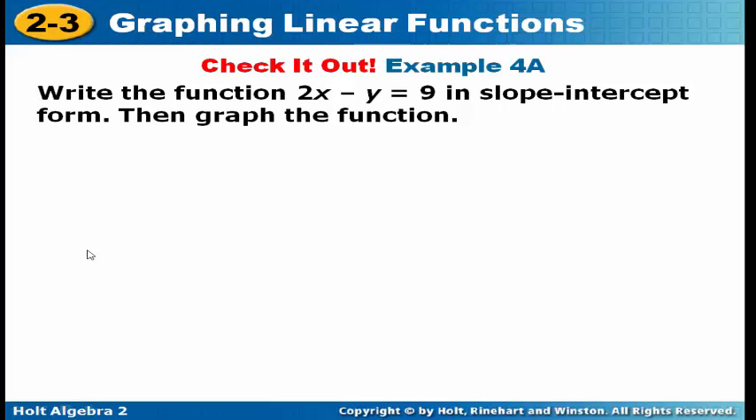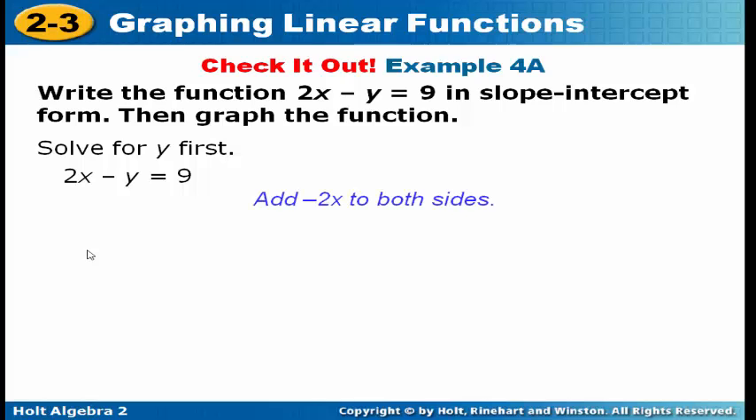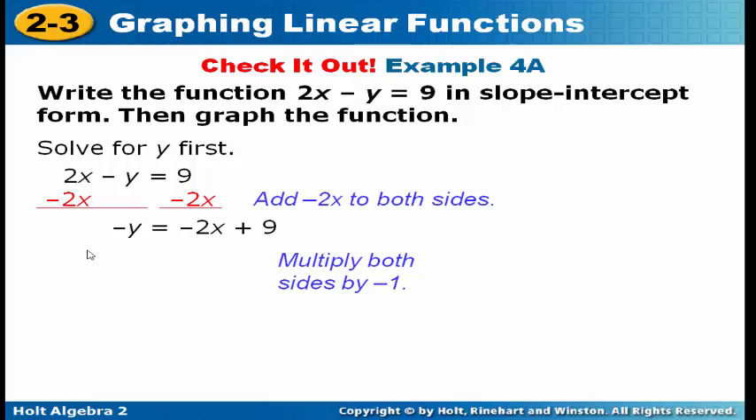Write the function 2x minus y equals 9 in the slope-intercept form and graph. So solve for y. Negative y equals negative 2x plus 9. Multiply both sides by -1.